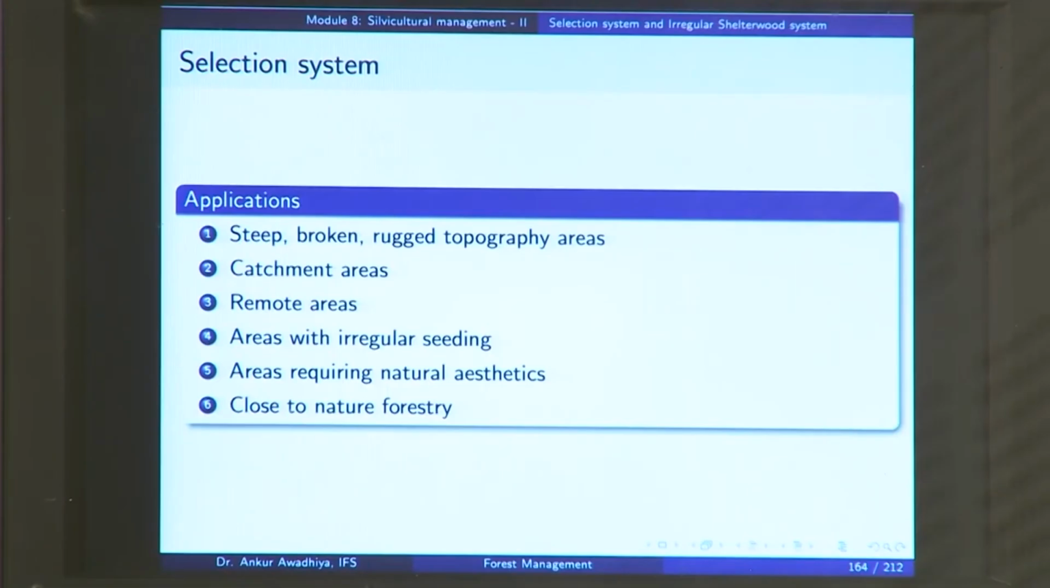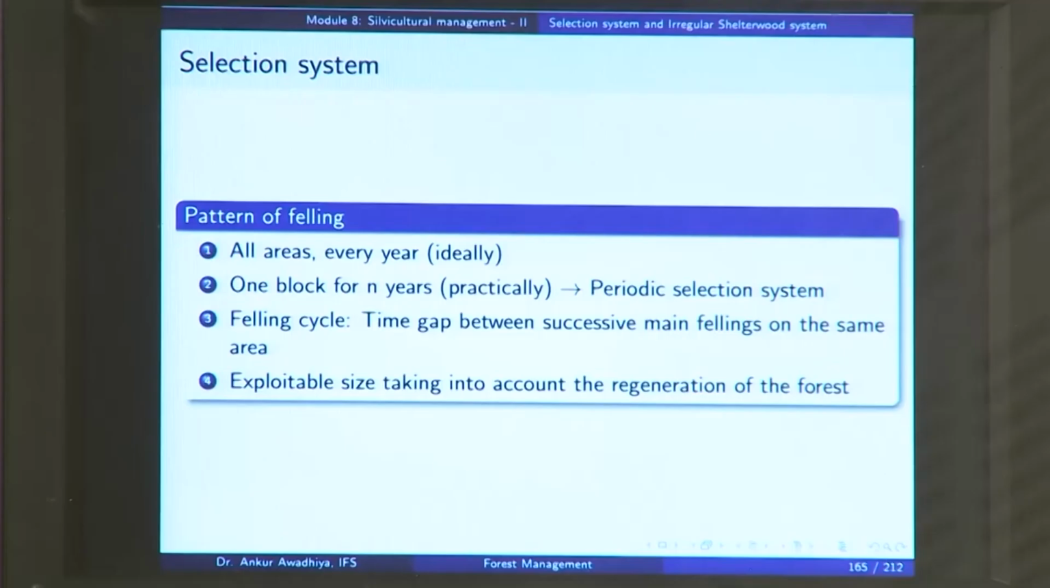Then it is also used when you want to go for close to nature forestry. So, you want to maintain a forest for aesthetical reasons in a natural state. Because a selection forest is the closest that you can have to a natural forest, you go with a selection system. So, how is the pattern of felling in a selection system?